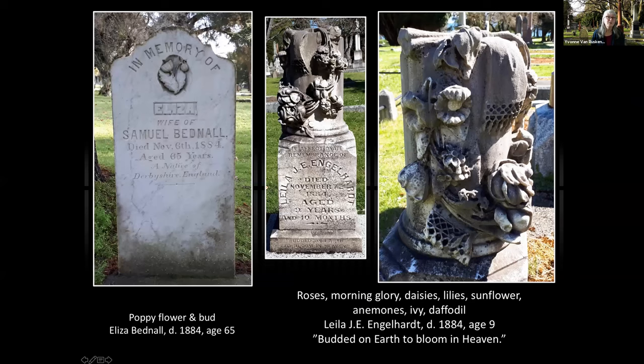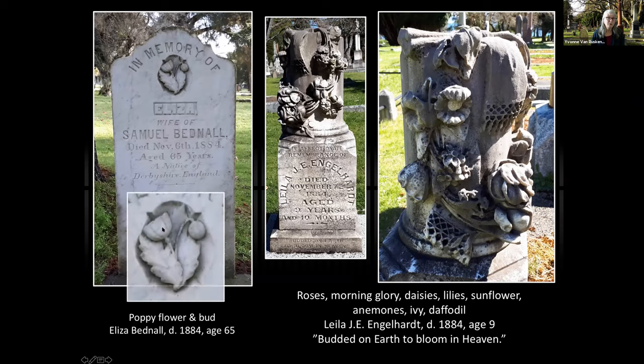Another one that you'll often see from this time period is the poppy. See on the far left here, an opium poppy and its little bud. Now, this is a very traditional symbol of eternal sleep. The poppy was the opium poppy in particular. The Greeks and Egyptians developed sleeping potions from it, and so that was a way of indicating eternal sleep. Of course, at the time that Eliza Bednall was living and died, opium was a legal substance here in Canada. And in fact, Victoria had lots of opium factories right up until 1908, when it was made illegal.